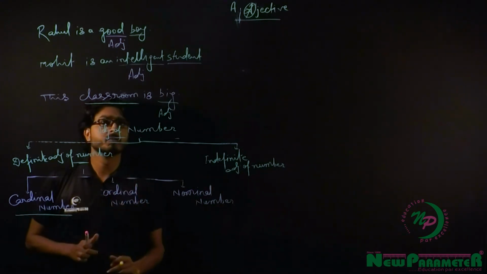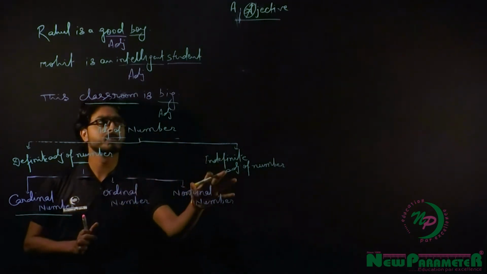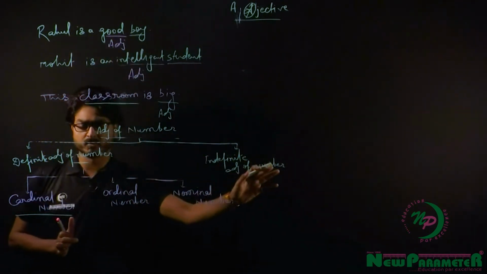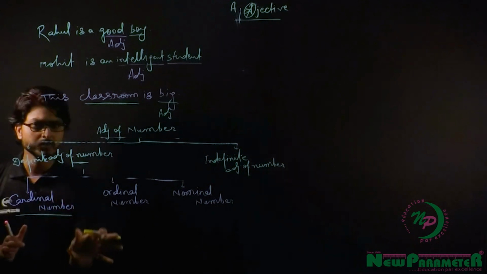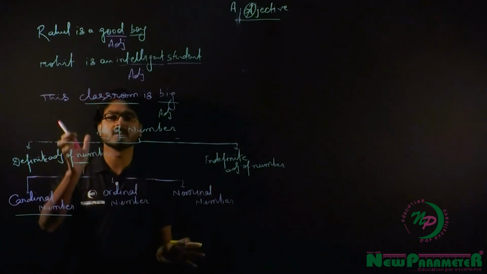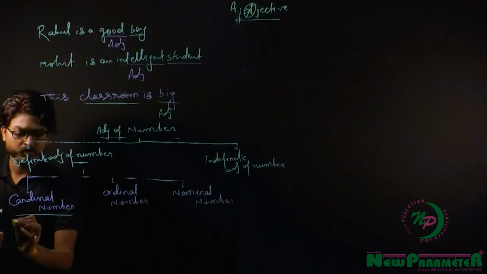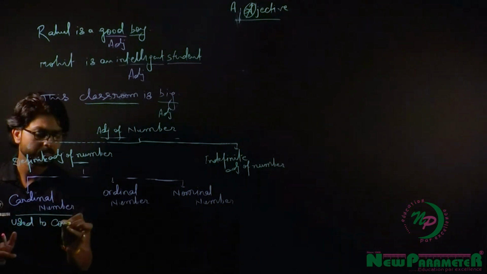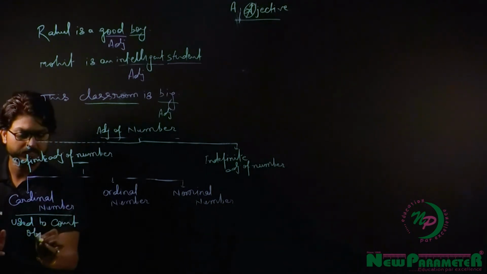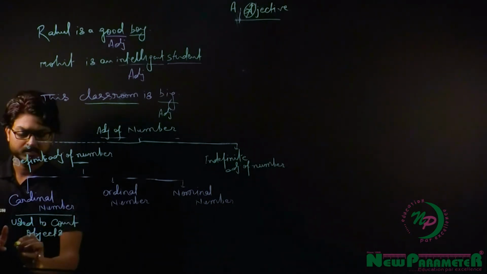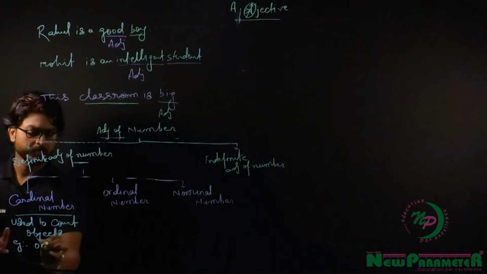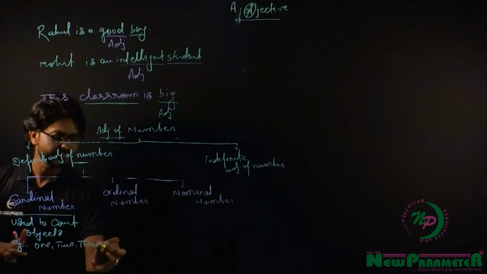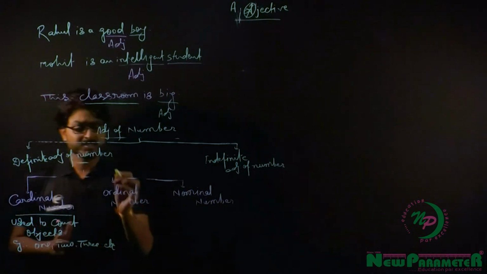If I ask you how many words are there on this board, you start counting 1, 2, 3, 4, 5, like this. So this is the number used basically to count the number of objects. So I write here, used to count objects. Say for example, 1, 2, 3, 4, etc. What is the ordinal number?